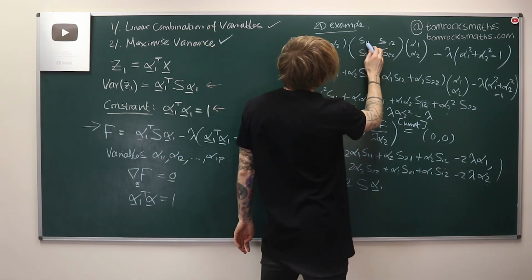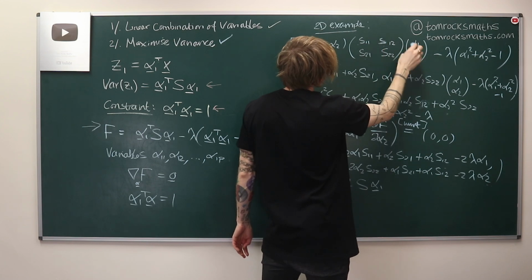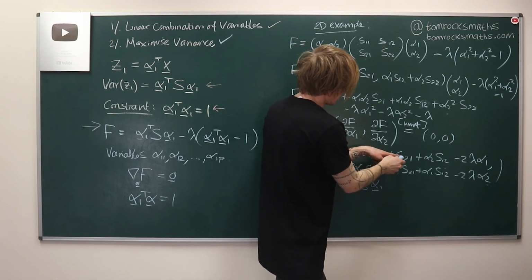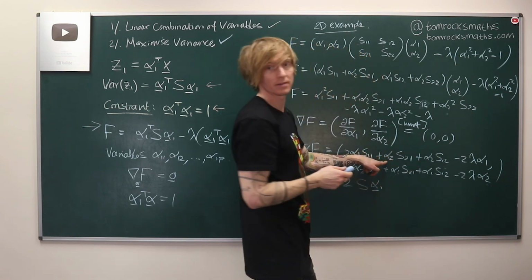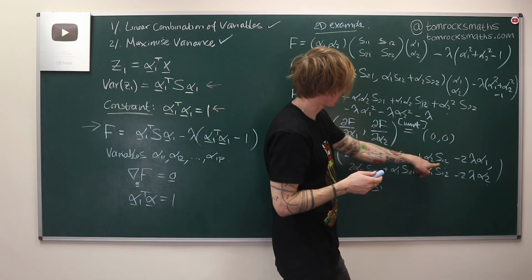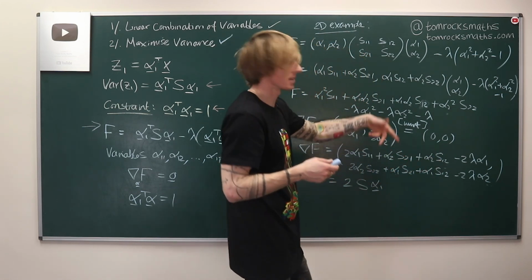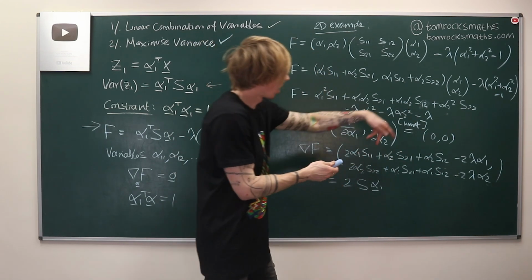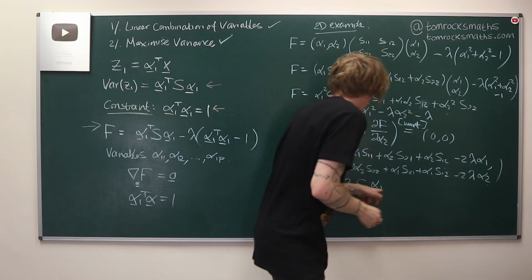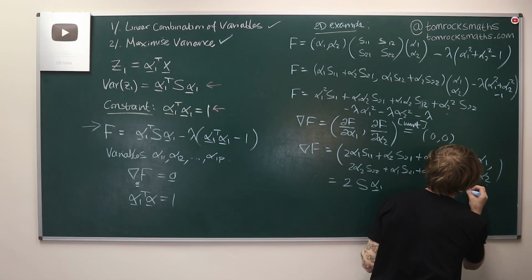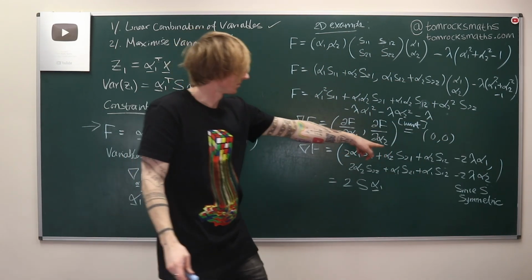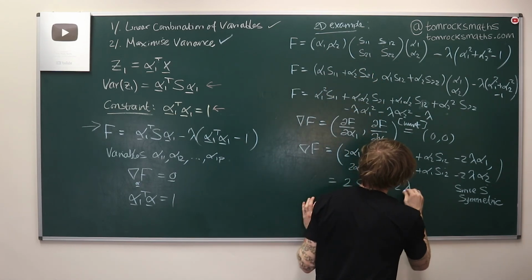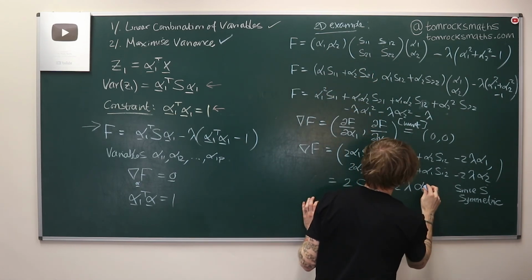That would be S11 times alpha 1 plus S12 times alpha 2. And again, because it's symmetric, these two here are actually going to be the same thing. So that's why we can just group that as two of the same thing. So I should also add that S is symmetric. Now the second term in both of these is then actually just a minus 2 lambda times the vector.